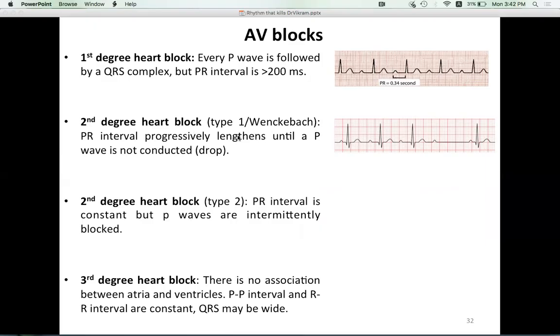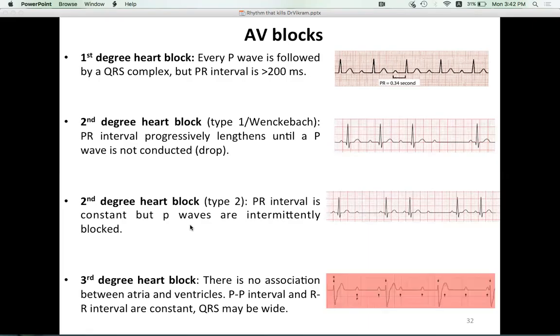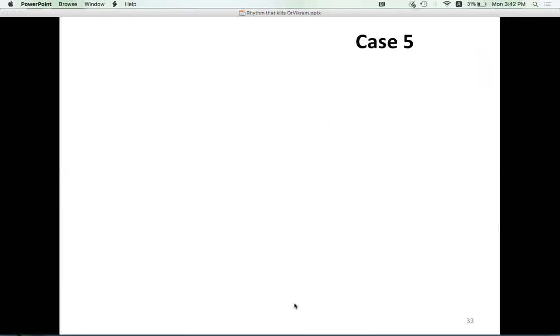So second degree type 1 is also known as the Wenckebach phenomenon, where the PR interval progressively lengthens until a P wave is not conducted or gets dropped. In type 2 second degree heart block, some P waves are conducted and some are not, some are intermittently blocked. While in third degree heart block, there is complete heart block and there is just no association between the atria and the ventricles. PP interval and RR interval are always constant and the QRS are usually wide.